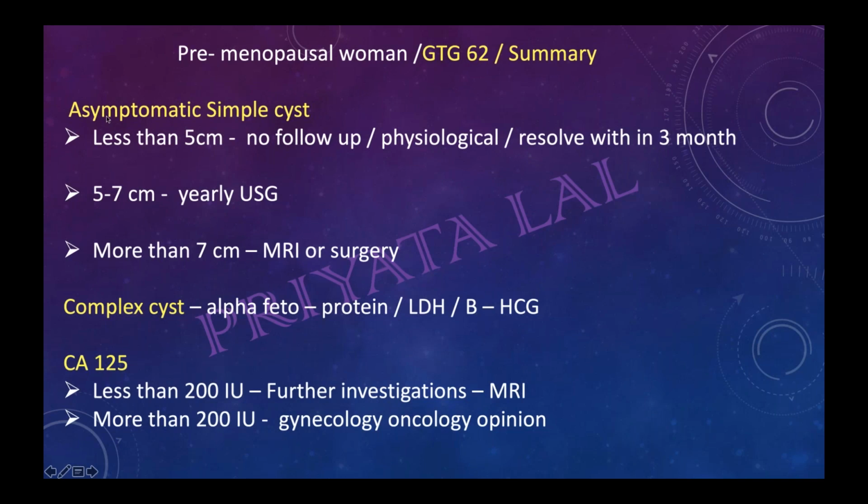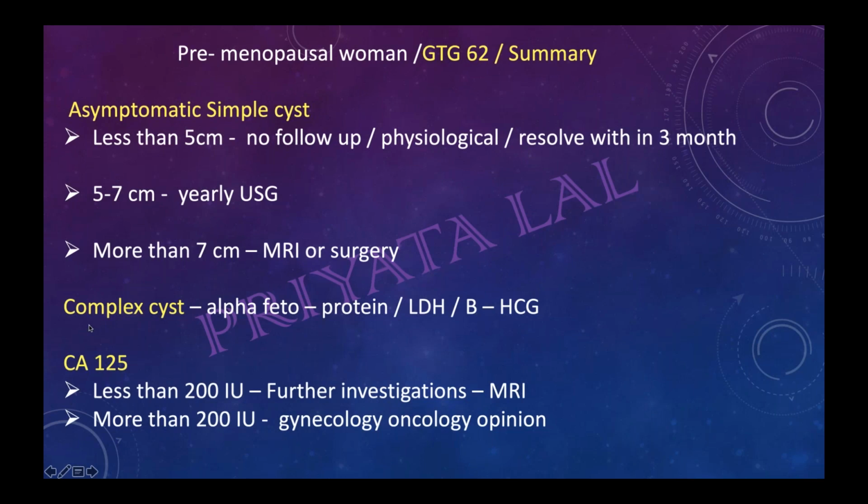If asymptomatic cyst, there is no symptoms, it is 5 to 7 centimeter, yearly USG. If this cyst is more than 7 centimeter, consideration for MRI or surgery. This is for the asymptomatic cyst, according to guideline.